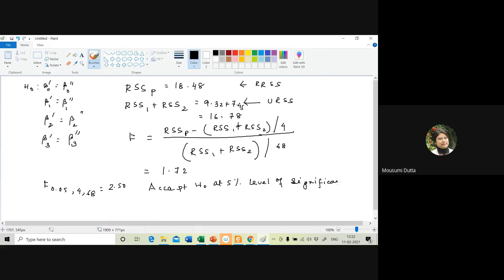Okay. So the model is stable across 2 subperiods. In this way, we can do problems related to dummy variables, related to Chow test, etc. I told you to check 4.1.